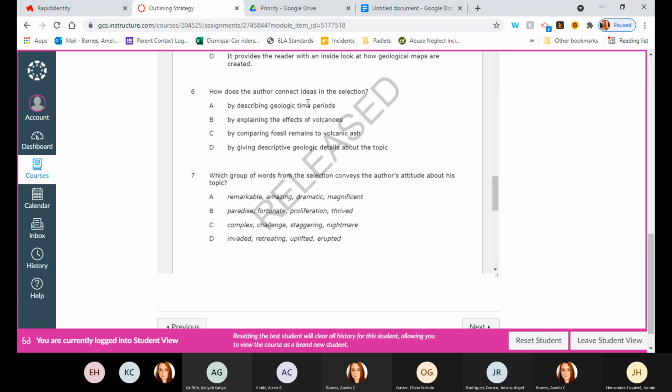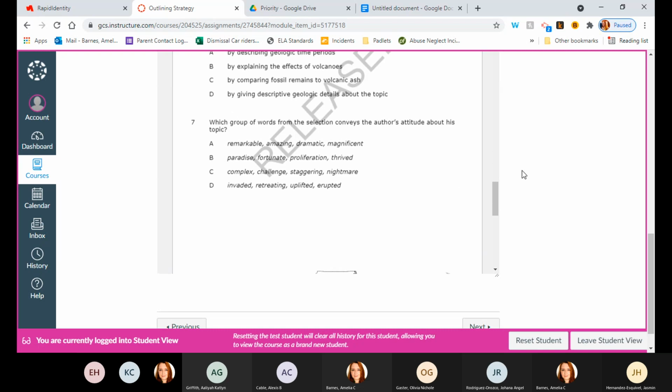A is describing geologic time period. So even though the author is describing what's happening during different geologic time periods, they're not describing what those time periods are. So A is not a very good answer. But D, the author throughout the entire text from beginning to end is giving descriptive geologic details about Big Bend. So D is your answer for 6.